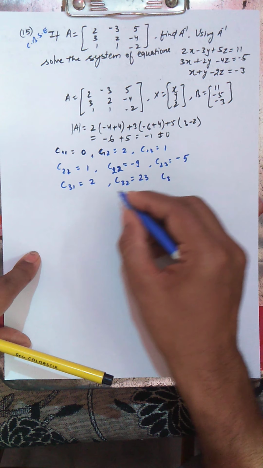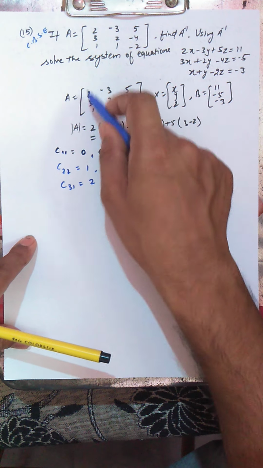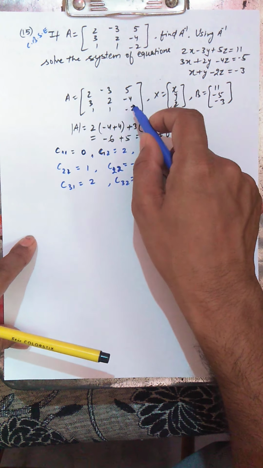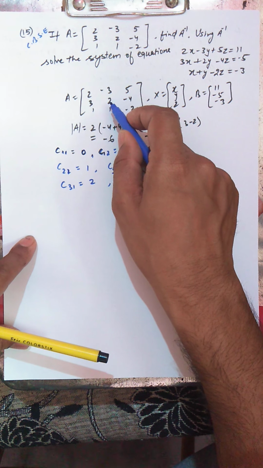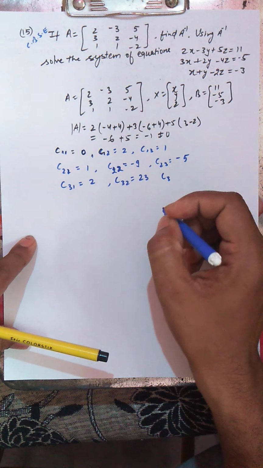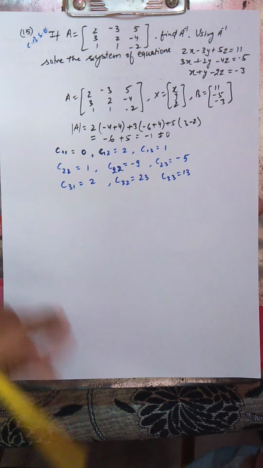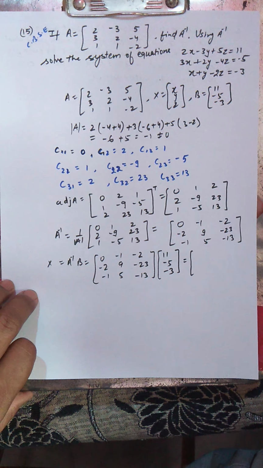C23, this is 3 1. This way we'll check now. 3 1 is fine. C31, C32 is this position, this is minus 8, this is 15, this is fine. Now this last one, this is 4 and this is plus 9. So 4 plus 9 is 13. So it is 13. It is better that we calculate all the cofactors very carefully.